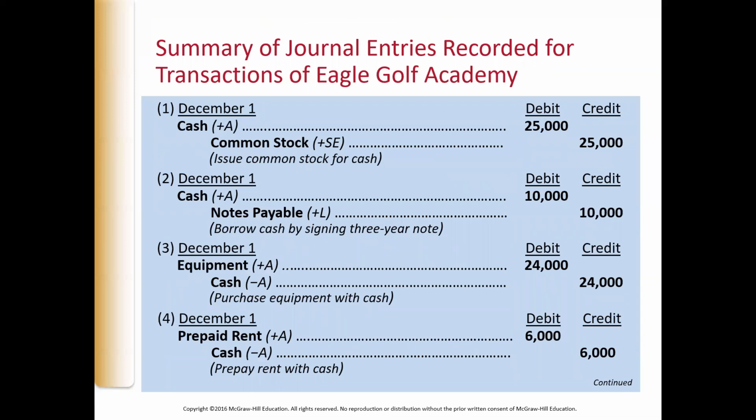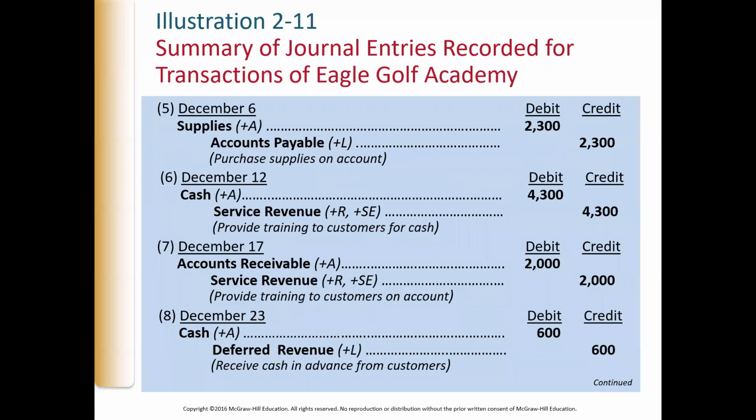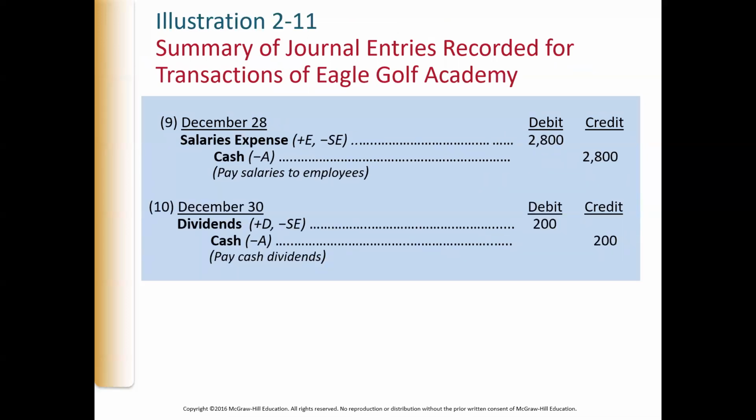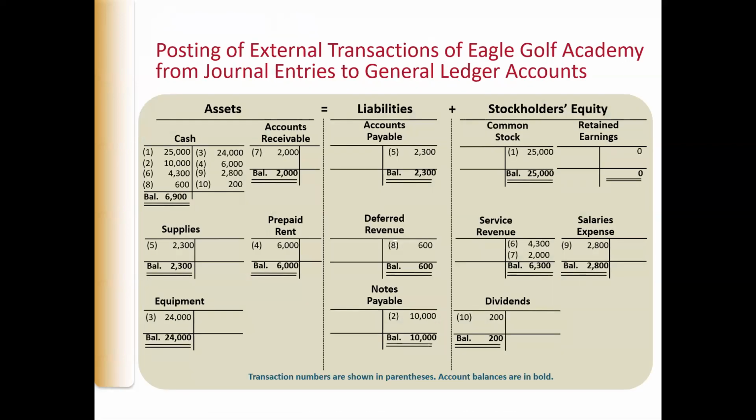So we have gone through every transaction. We've put it in a journal entry format. And then we posted all of these journal entries to the various accounts here. Each account falls under a category. Our assets here are cash, accounts receivable, supplies, prepaid rent, and equipment.